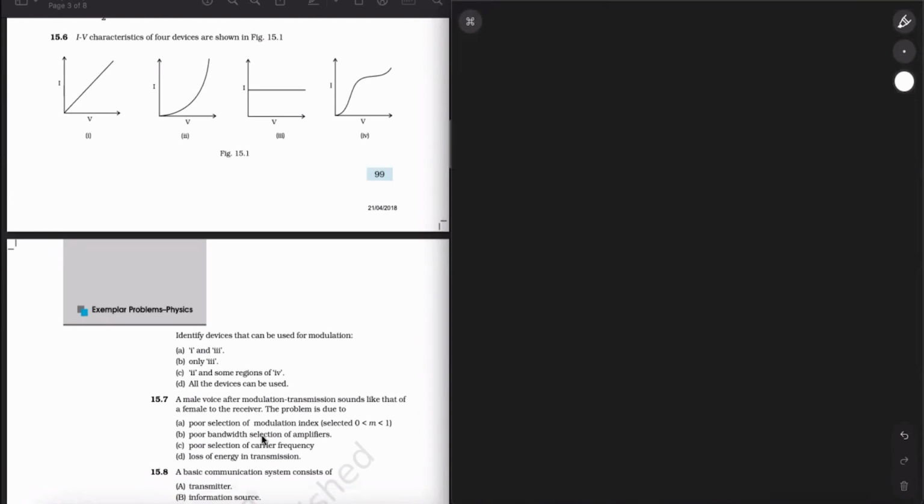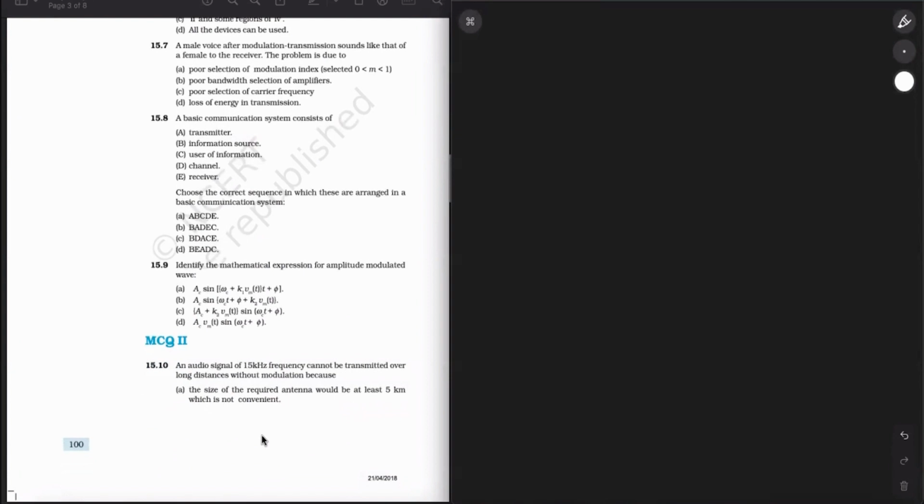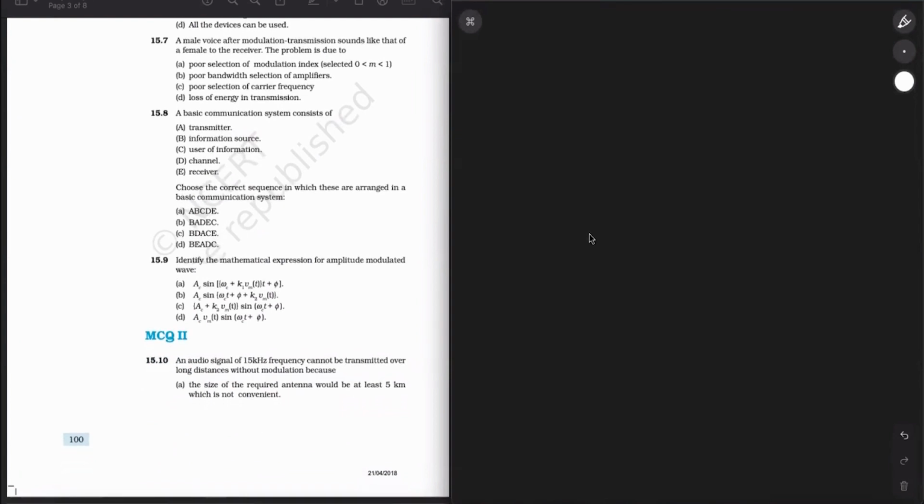Now, hopping on to question number 7. A male voice after modulation transmission sounds like that of a female to the receiver. The problem is due to: poor selection of modulation index, bandwidth, poor selection of carrier frequency, or loss of energy in the transmission. So that is due to the poor bandwidth selection of amplifiers, option B. The concept in this problem is that the frequency of the modulated signal received will become more due to the improper selection of bandwidth.